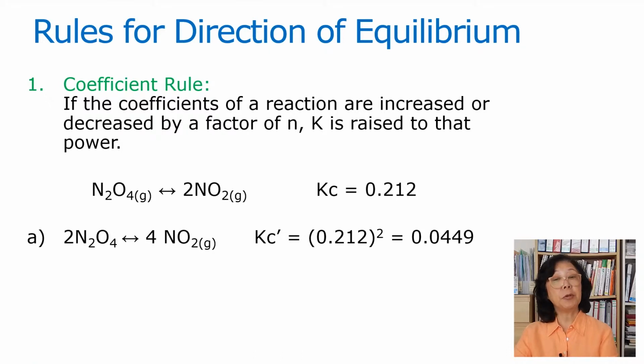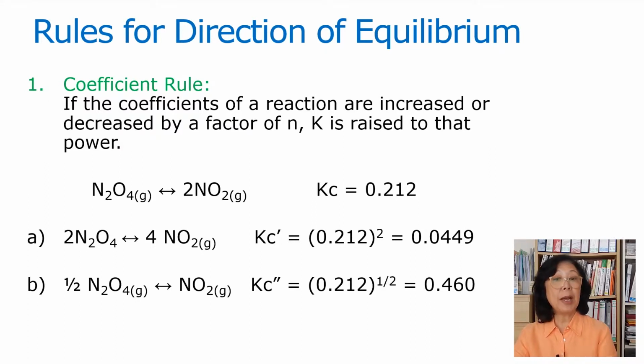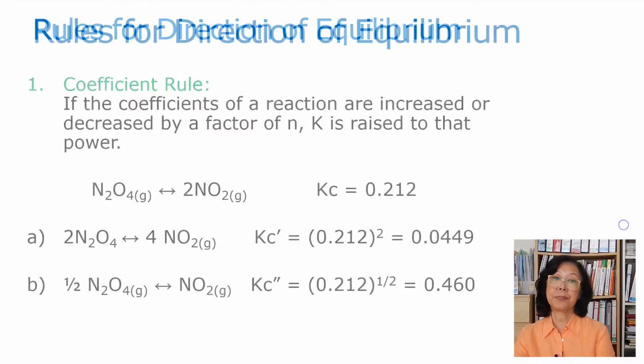Now, if we double the moles from 2 moles of N2O4 to make 4 moles of NO2, the new equilibrium constant will be the square of 0.212, which is 0.0449. If we halve the moles, starting with half a mole of N2O4 to arrive at 1 mole of NO2, the new equilibrium constant will be the square root of 0.212, which is 0.460.